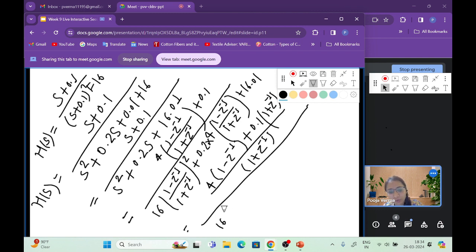Now we have to solve the lower part also. 1 minus z inverse square, and that is also square, and now multiplying this with this, that is 0.8. So it is a whole square, so 1 plus z inverse and 1 plus z inverse will be cancelled out. So what is left here? 1 minus z inverse and 1 plus z inverse.